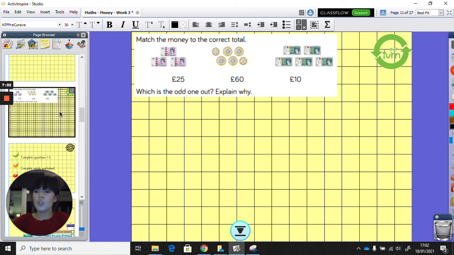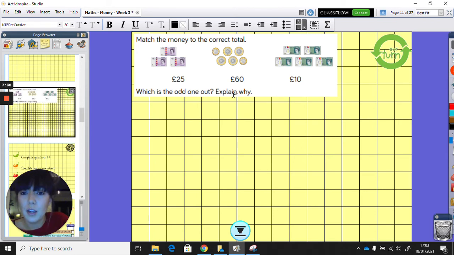Okay, so our second question, I'd like you to match the money to the correct total, okay? So you need to look at how much that is, how much that is, how much that is, and then match to the correct total, okay? So I'm going to get you to pause the video. Oh, and then you need to write down which one is the odd one out and say why, okay? You need to explain your answer. Have a go, pause the video, and then we'll go through the answers.